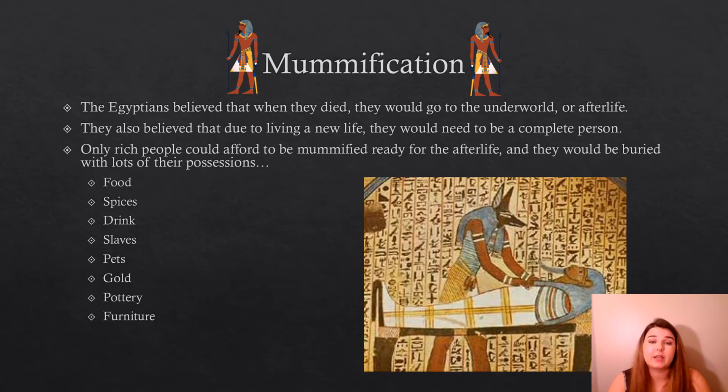So as we just discussed, the Egyptians believed in life after death. So they often compiled their tombs with special things like food, spices, drinks, slaves, pets, gold, pottery, furniture, offerings to the gods, all of these things. All the things that they think they could need in the afterlife, because in their mind, the afterlife was basically life on earth, but when you were dead.